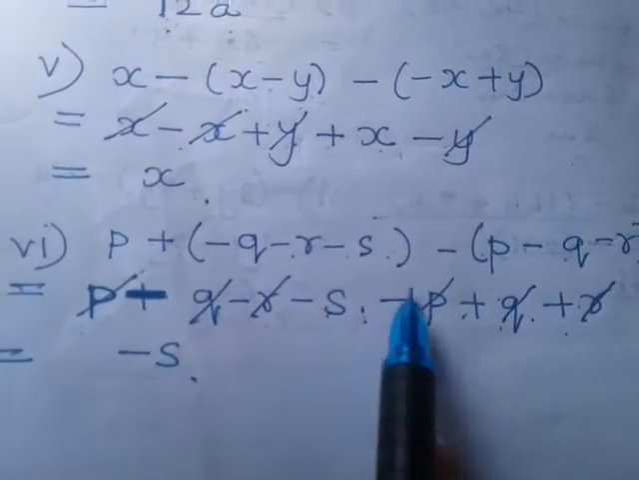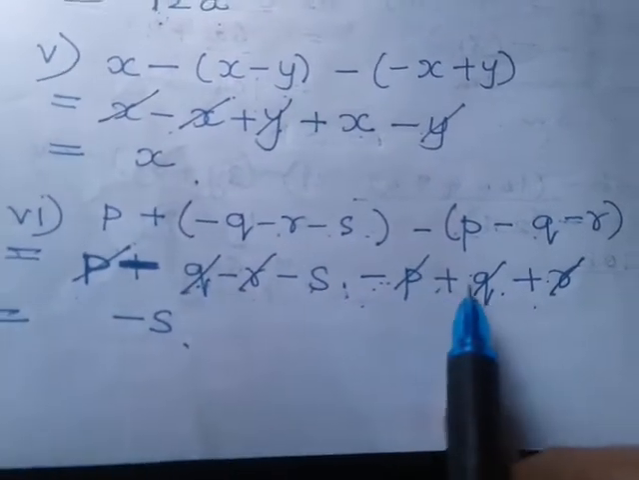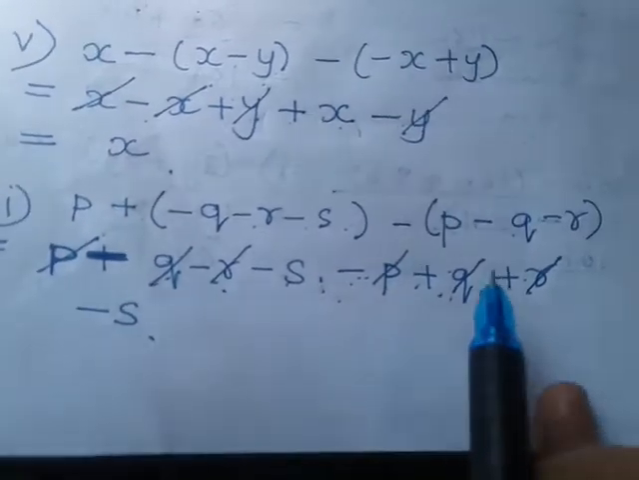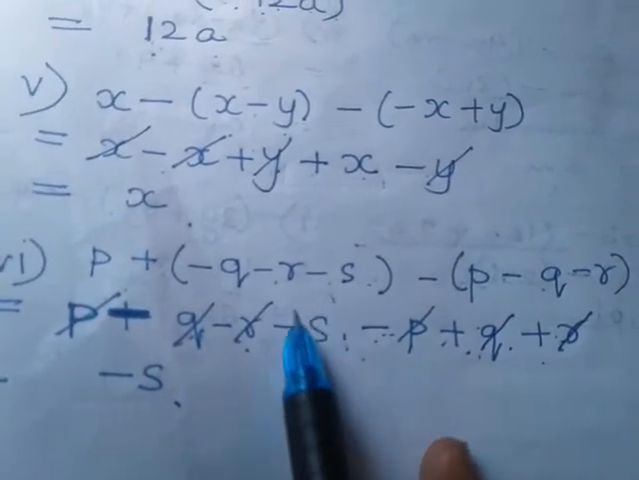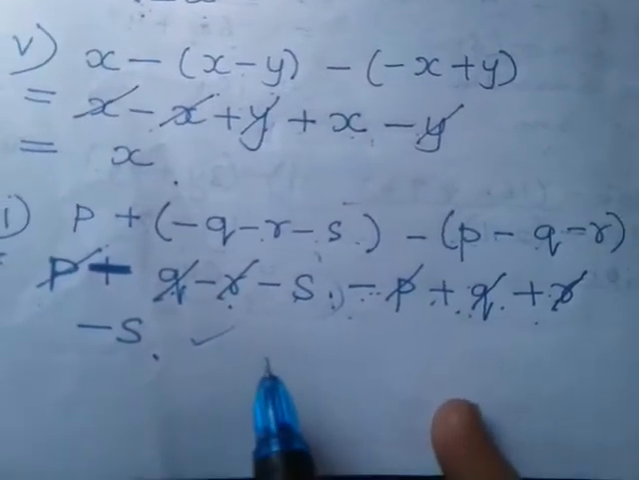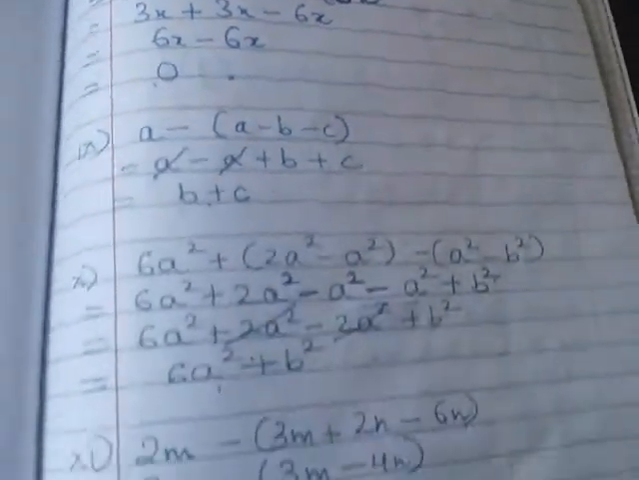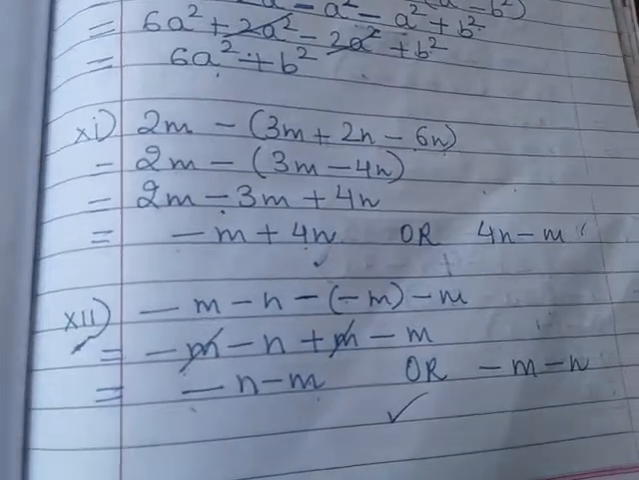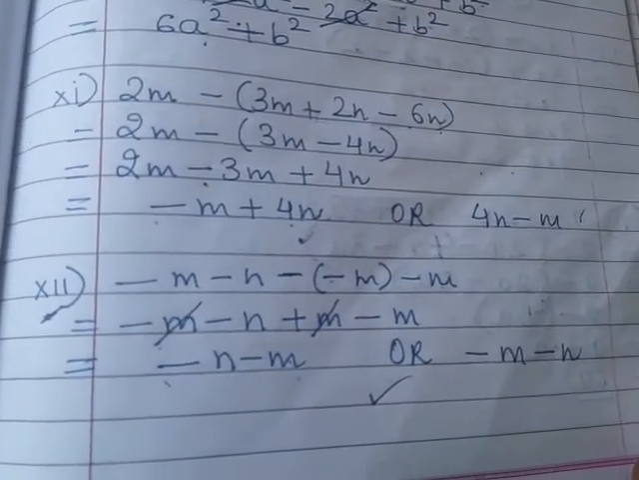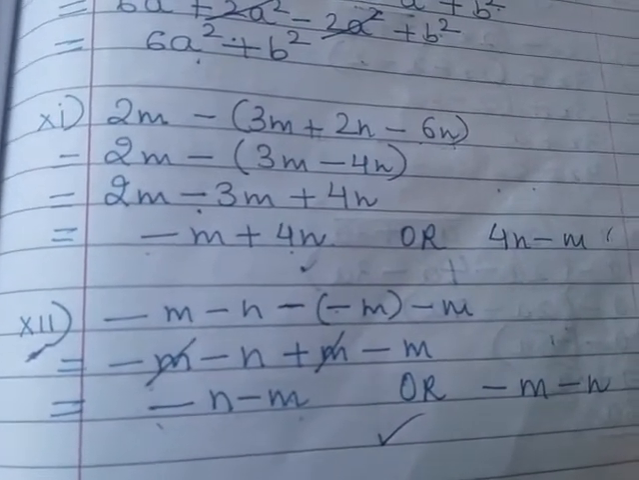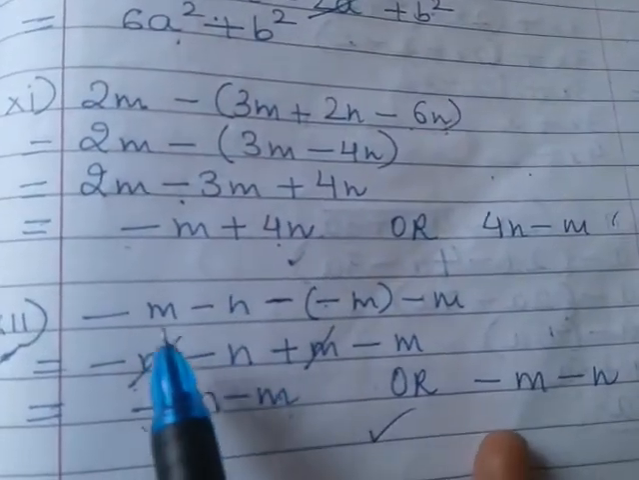Minus p plus p gets cancelled, minus q plus q gets cancelled, minus r plus r gets cancelled. And what is left is minus s. Okay. So the rest of the sums are also like this. It all depends on what the sign is before the bracket.